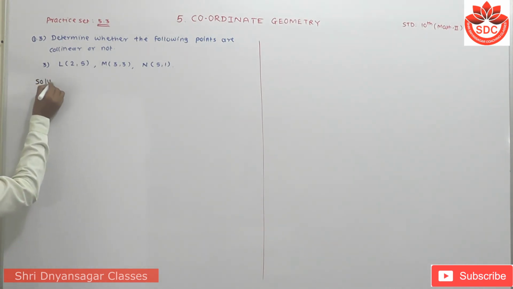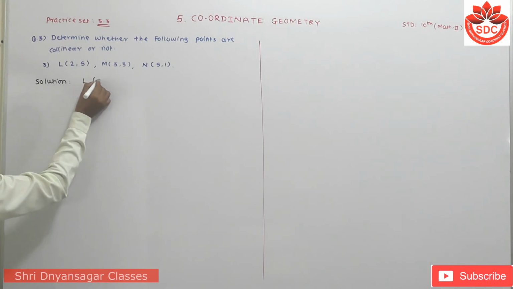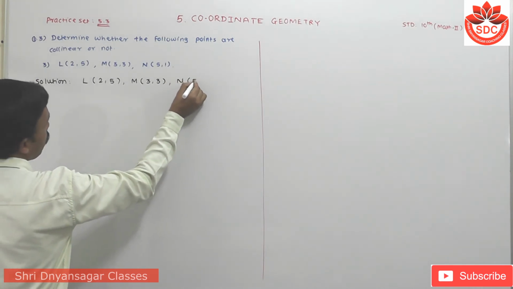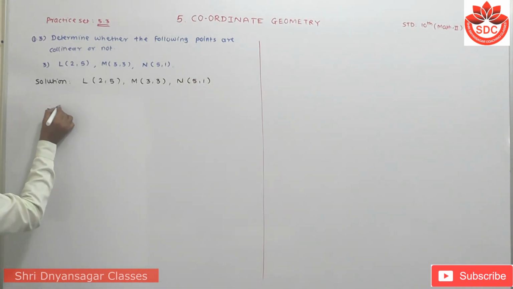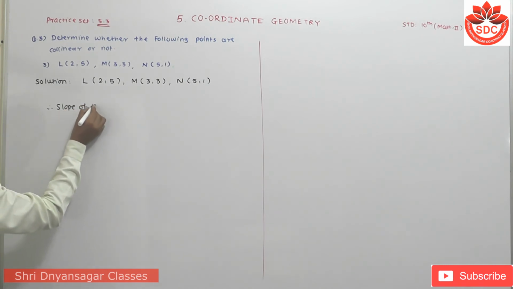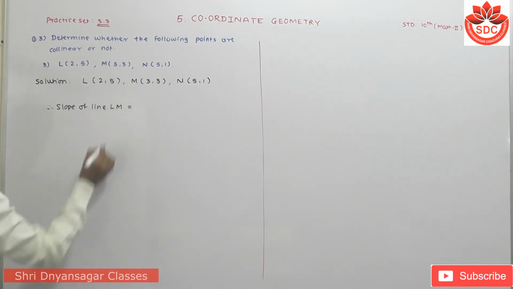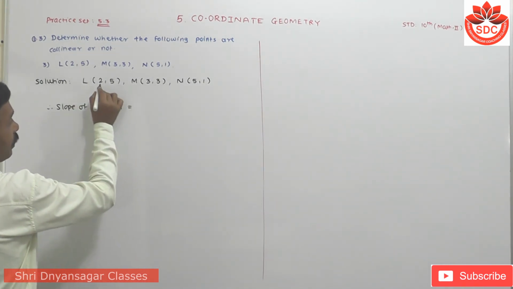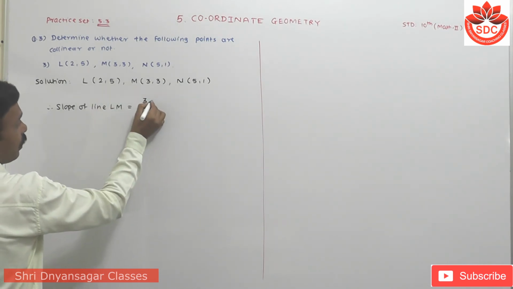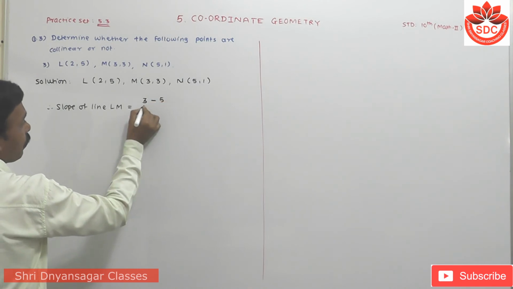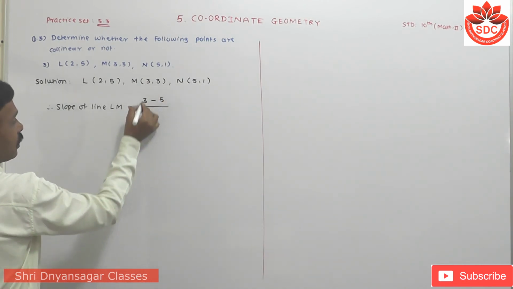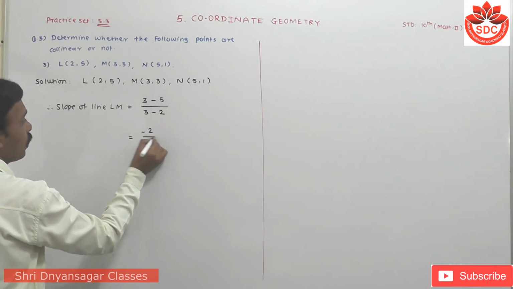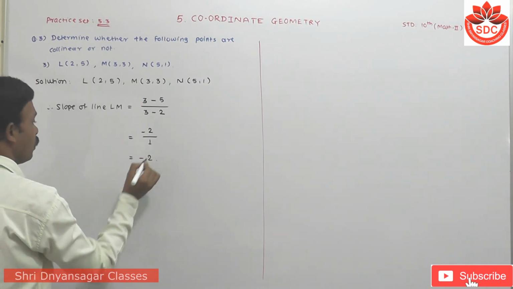Its solution is: L having coordinate 2, 5, M having coordinate 3, 3 and N having coordinate 5, 1. Now I have to directly find its slope. Slope of line LM is equal to, we use the formula y2 minus y1 upon x2 minus x1. Directly take here, this is x1 y1 x2 y2, then 3 minus 5 upon 3 minus 2, which means minus 2 upon 1, which means minus 2.